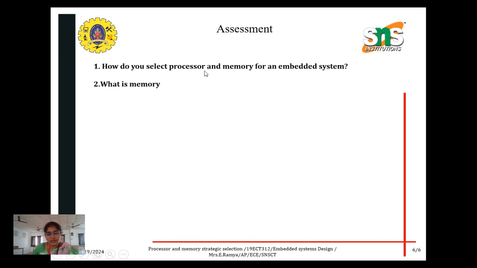How can we choose a processor and memory for an embedded system? Based on the customer requirement. What is the customer requirement? Based on that we can choose the processor, whether we are going to use it for designing purposes or gaming purposes. Based on that we can choose a processor, whether Core i5 or Core i7, AMD Ryzen 5 or AMD Ryzen 7 processor. What is memory? Memory is a storage device. Mainly it is used to store information. It may be primary memory or secondary memory.